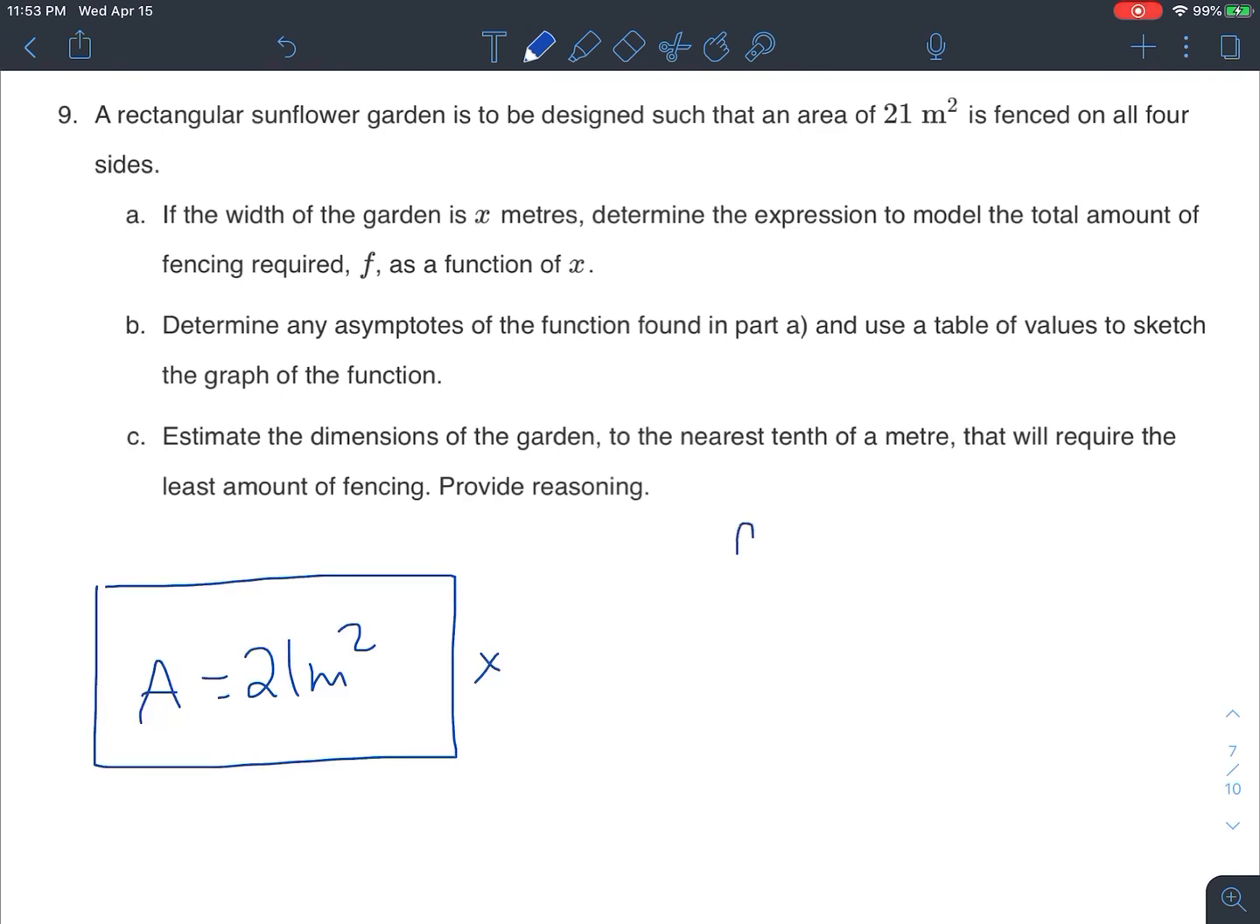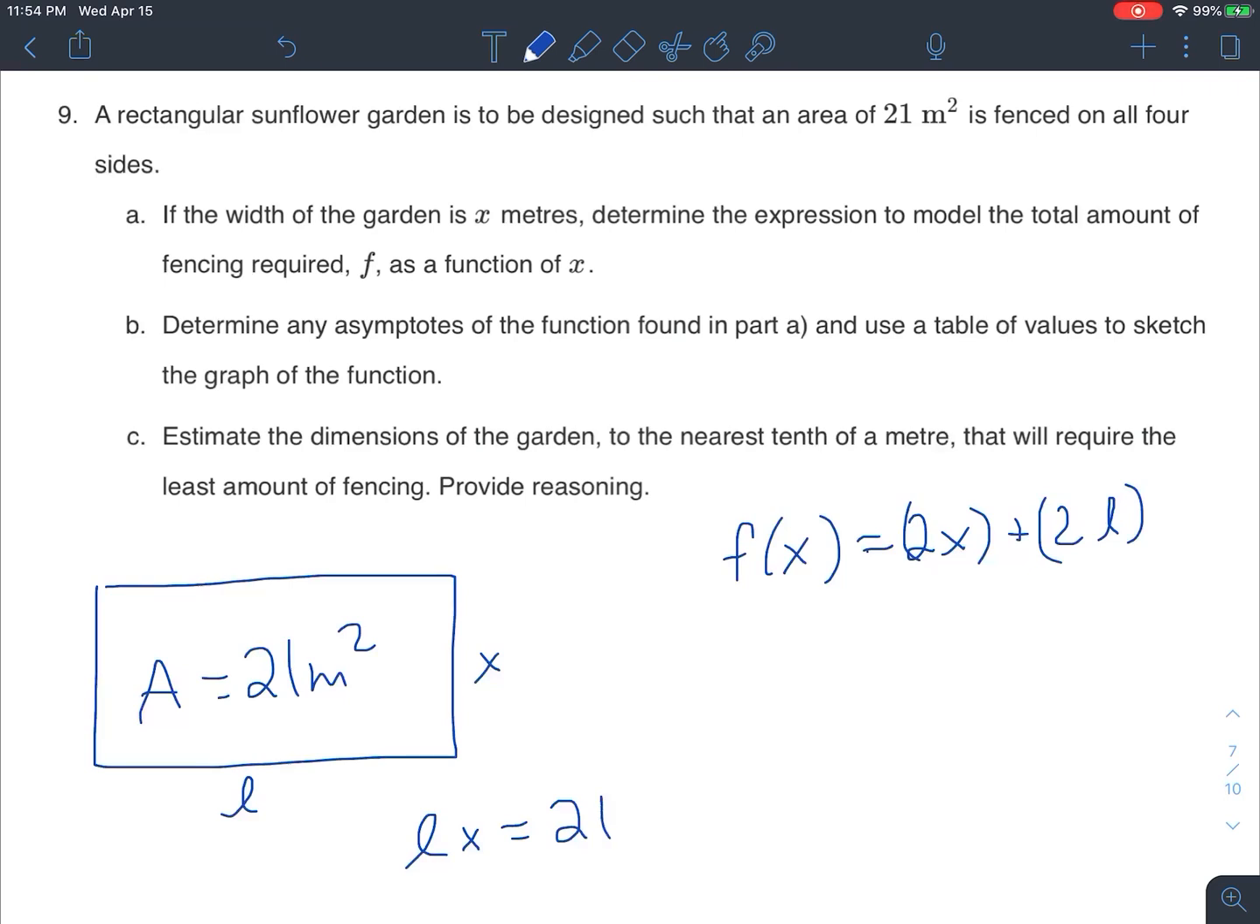F as a function of x. So f of x, the total amount of fencing required. Okay, so I know it's going to be 2x, that's the width, plus 2 times, well, sorry, did I say width? Yeah. And the length, let's call that 2L. But L times x obviously has to equal 21.